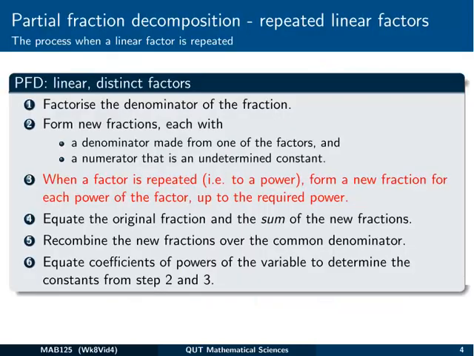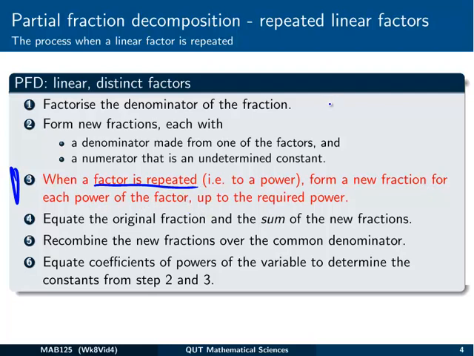Well, here it is. Basically, everything you see there is the same as what we looked at in the last video, except for the red bit, step number 3. So we factorize the denominator, we form new fractions, each with a denominator made from one of the factors, and a numerator that's an undetermined constant. But whenever we have a factor that is repeated, in other words, raised to a power, we need to form a new fraction for each power of the factor, up to the required power.